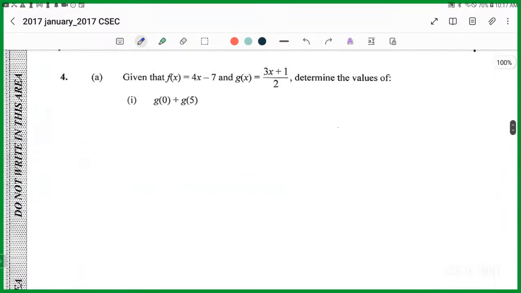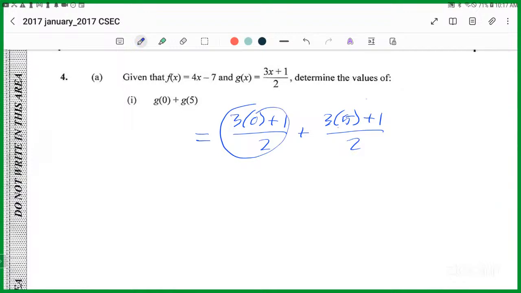All right, so this functions question now gives us f of x equals that, and g of x equals that. I want us to find g of 0 plus g of 5. So it means that we're substituting the 0 in the g function, and we're also substituting 5 in the g function. We're adding them. So this then becomes equal to g of 0 first. We put 0 here. So it becomes 3 times 0 plus 1 over 2, plus g of 5 now, where we plug 5 in there. It becomes 3 times 5 plus 1 over 2.